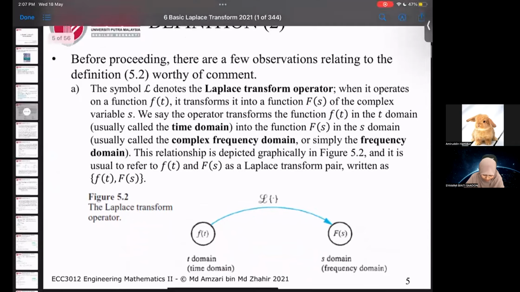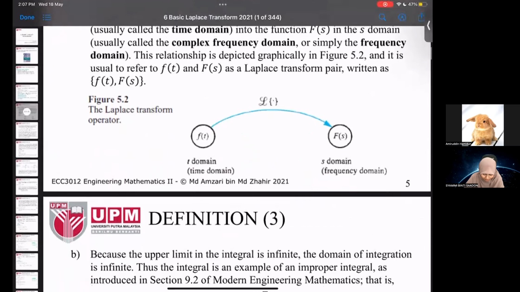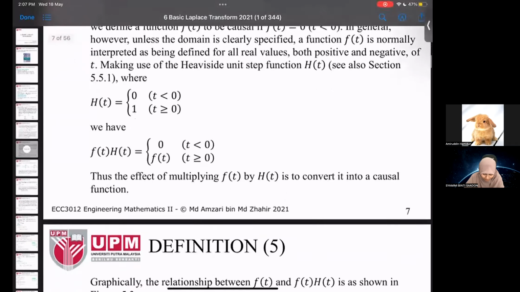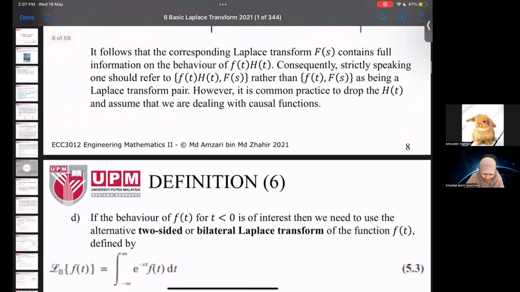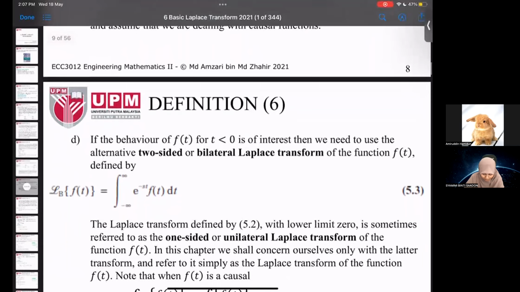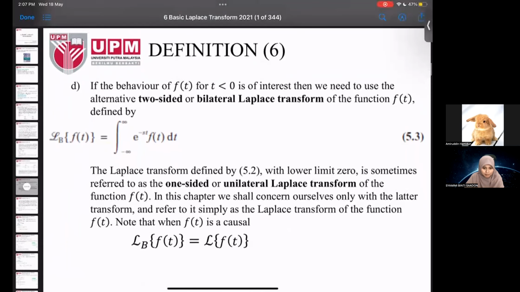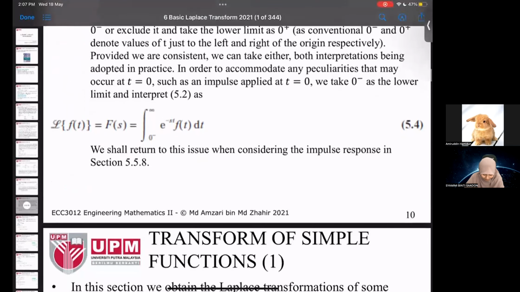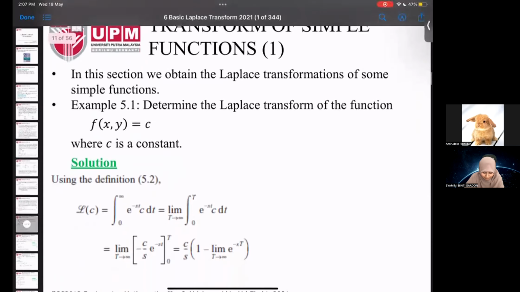So this is all of the definition, the theory part. You can read all of this here to guide you. I'm just going to proceed directly to the example. So example number 1.